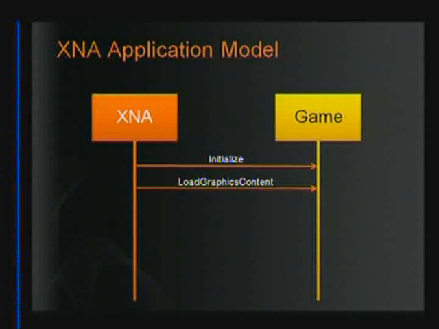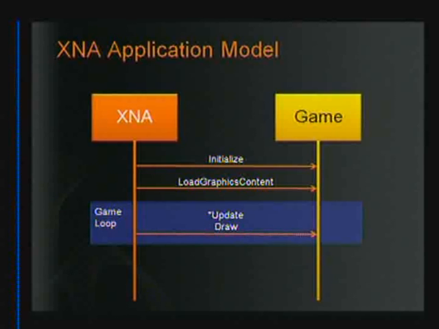Then we call the method load graphics content, where we can load all our content which we are going to use in our application. And the next two methods are actually the main part where really the action is, where really something happens in the game. And this together is called the game loop. And there we have two methods, update and draw.